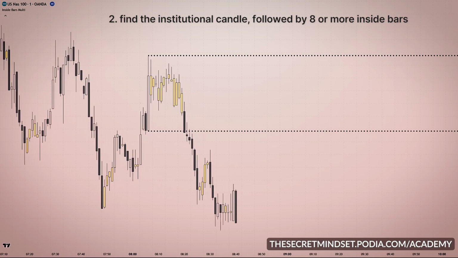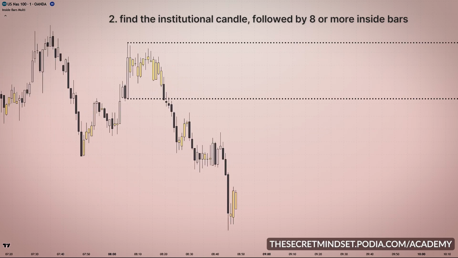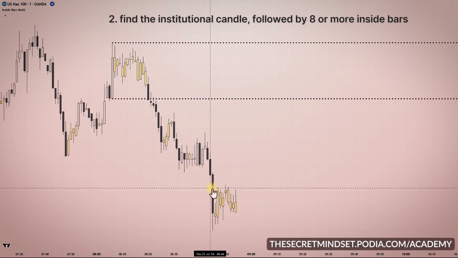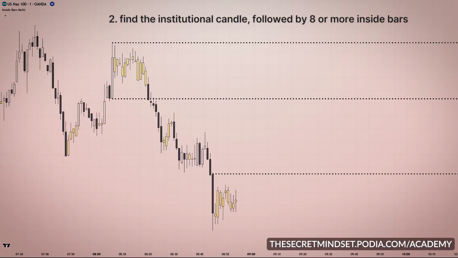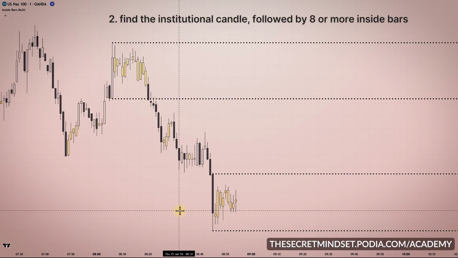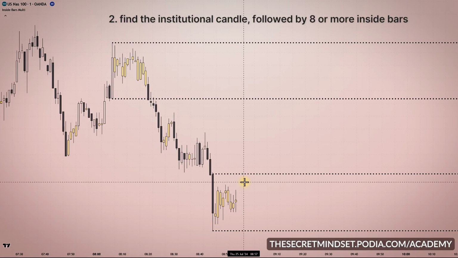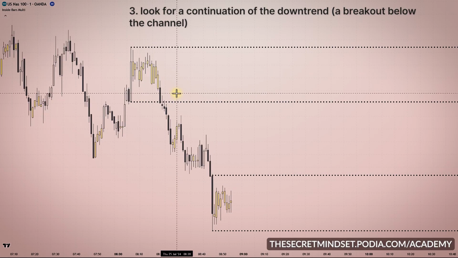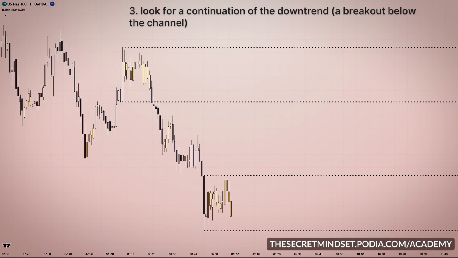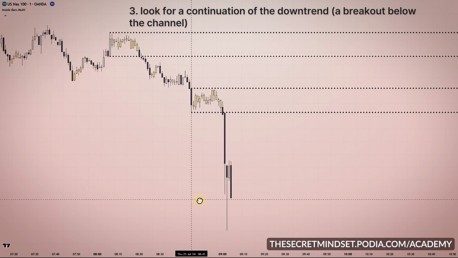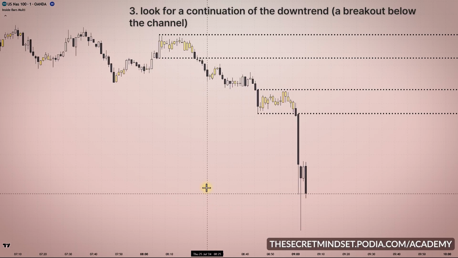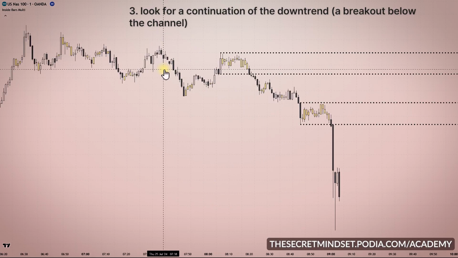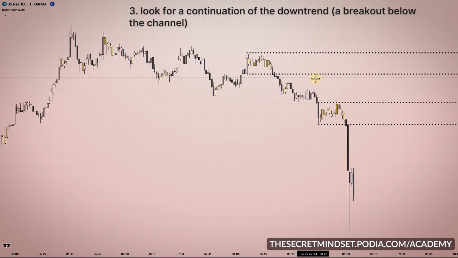This consolidation is basically a pause in the downtrend, where buyers and sellers are temporarily in balance. Pay close attention to how price behaves at the bottom of this range. If it struggles to make new lows, or repeatedly tests and fails at a lower boundary, this could be a sign of temporary strength. But remember, we are looking for a continuation of the downtrend, not a reversal.